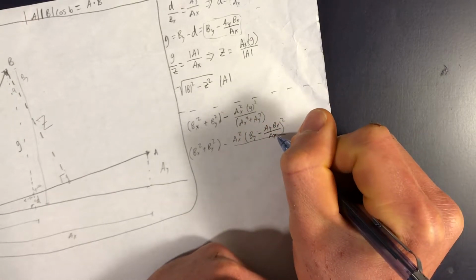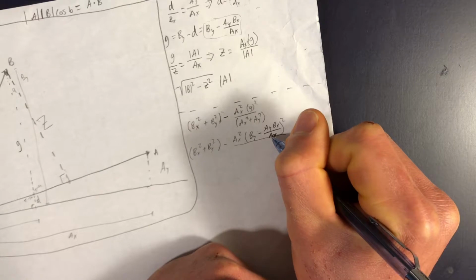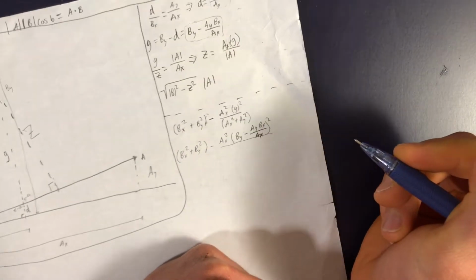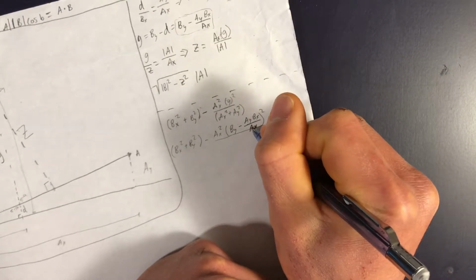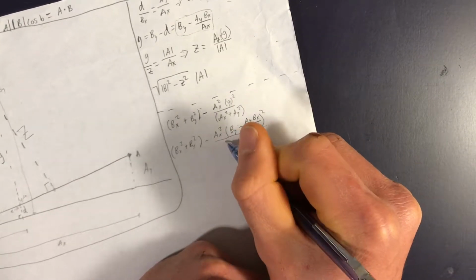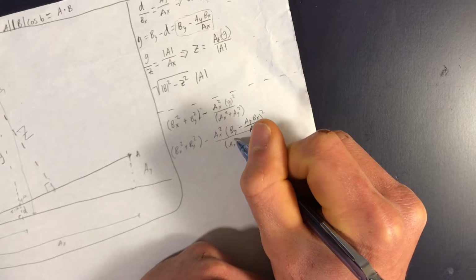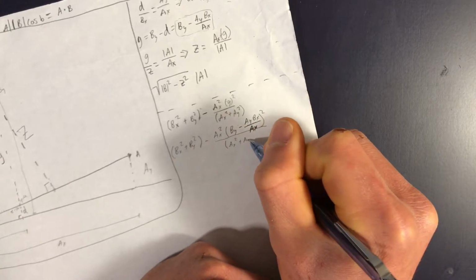Oops. Gosh. Okay. Hopefully you guys can tell that's ax squared. God, it looks like a delta x. Whatever. Okay. Over x squared plus ay squared.